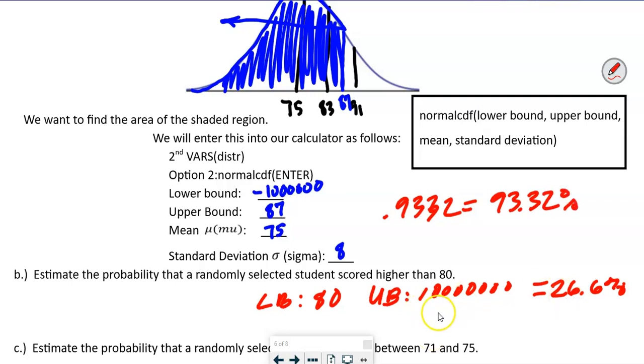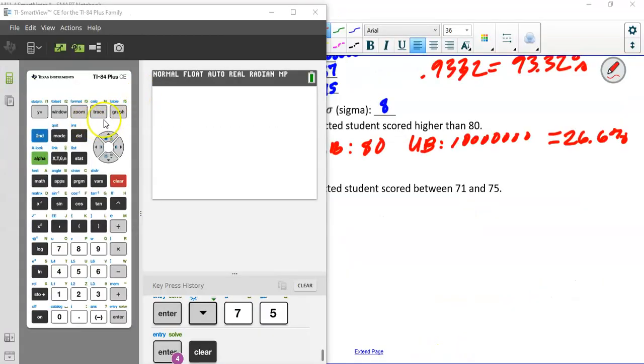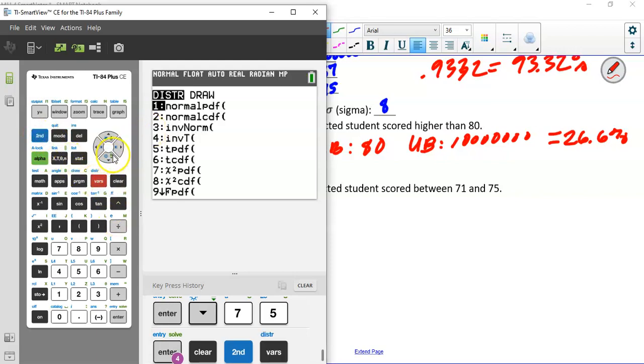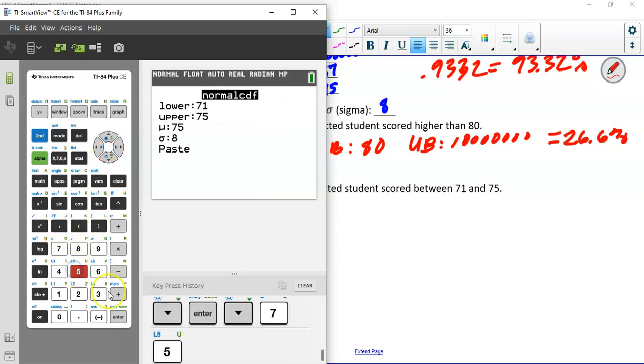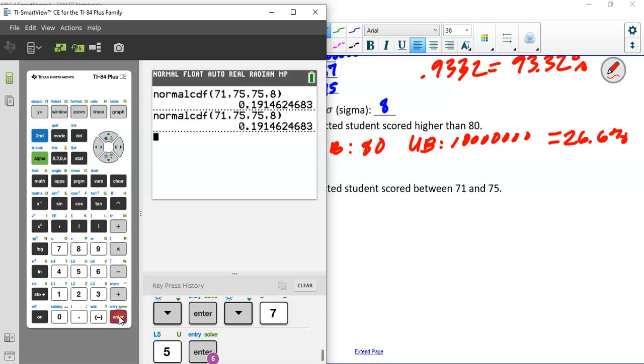Okay? All right, let's do this last one. Now, this one, in my opinion, is the easiest because we don't have to figure anything out. We know our lower bound is going to be 71 and our upper bound is going to be 75. So we are going to, again, go second vars, go down to number 2, enter. So see our 75 and our 8 are still there. So all we have to do is put up here 71 as our lower bound and our upper bound was what? 75, right? Isn't that what the problem said? So here again, we're going to click enter, enter, enter. There's our values.